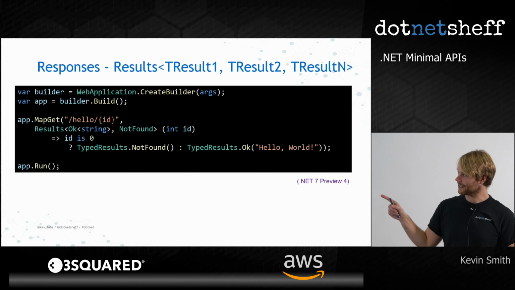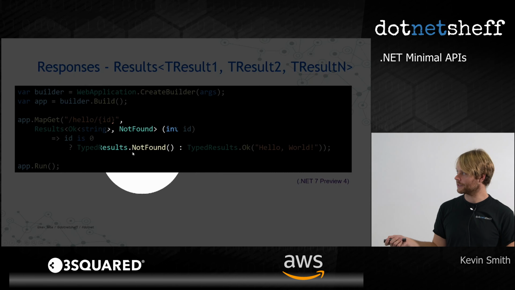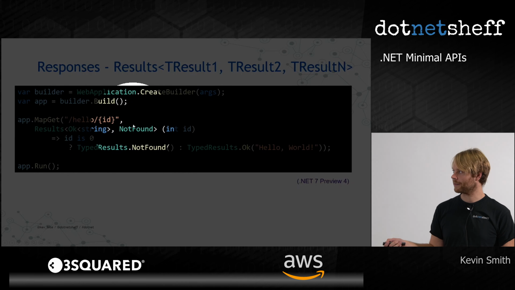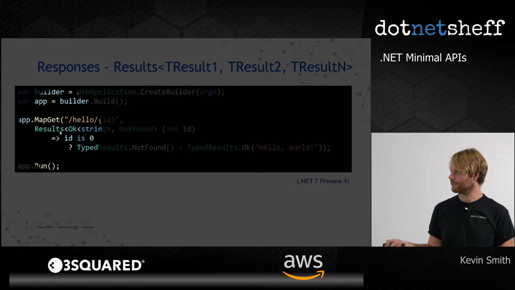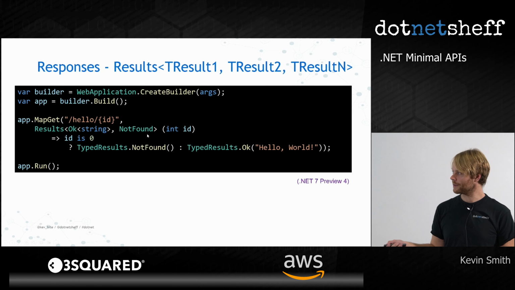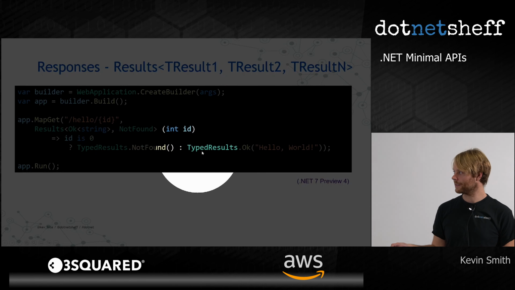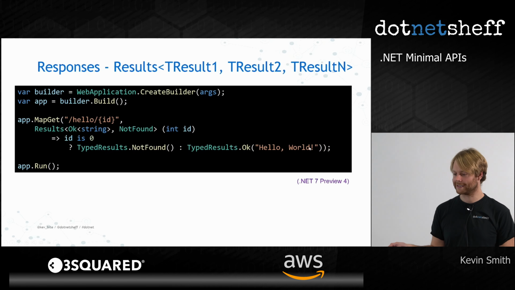So this example says we can have two results coming out of this method. We can have an Ok, which is a string, and a NotFound. And then this Results type has multiple arguments to it. So if the ID is 0, we can do a TypedResults.NotFound, or we can do a TypedResults.Ok hello world, and that will compile. But if somebody comes along tomorrow and says TypedResults.NoContent, then it just won't compile because it doesn't abide by the declared types, which is quite cool.